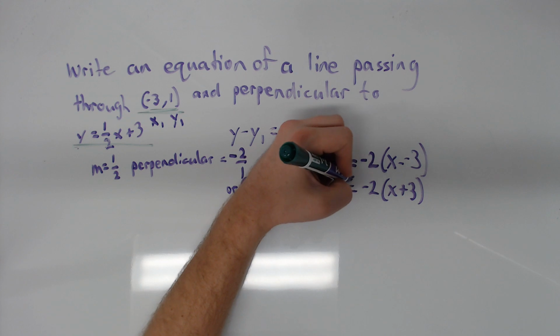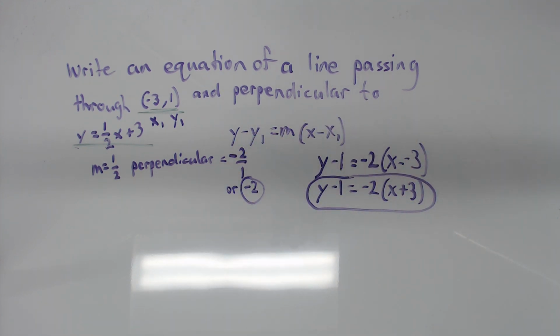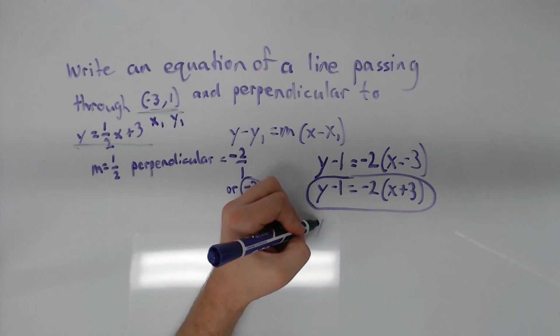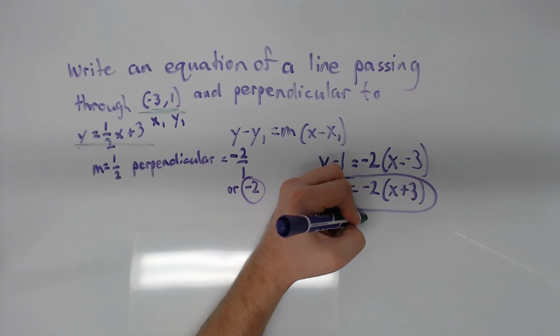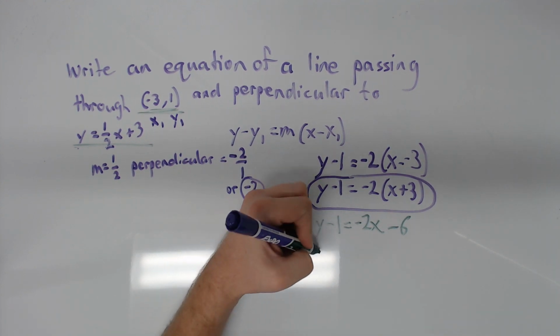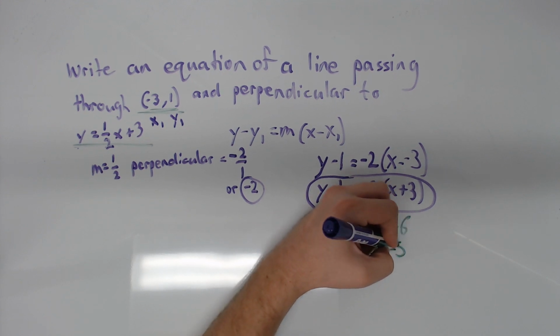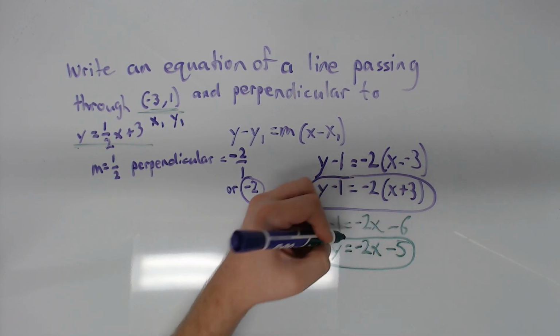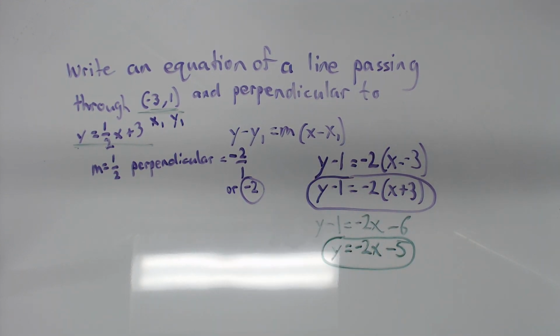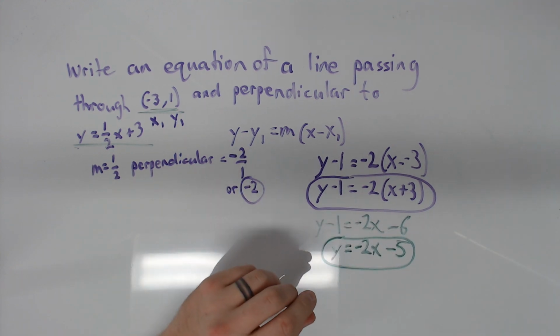But again, I'm going to take it one more step because I do like slope-intercept form better. So I could distribute. Y minus 1 equals negative 2x minus 6. Then add 1 on each side. Y equals negative 2x minus 5. These two lines, if we were to graph them, would be perpendicular and make a nice right angle. So you might look at that a little bit on Desmos when we do this in class.